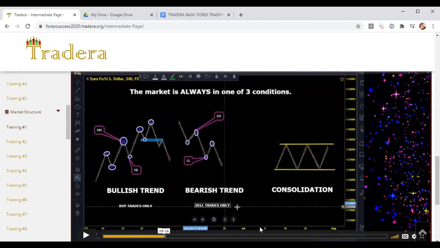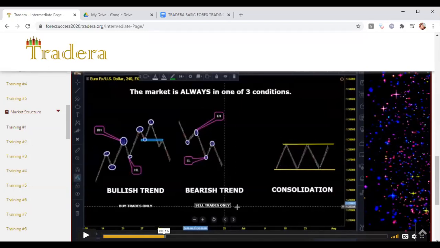But in consolidation, you don't know what the market's going to do, right? Right. That's why you don't want to trade, because the market could break out and go up. It could break this, retest and go up. It could come down here, break out and go down. You don't know. This is a no trade zone. You want to wait until the breakout.